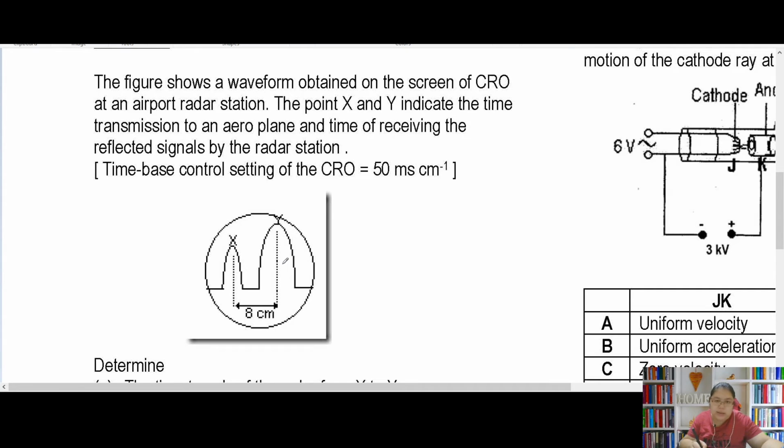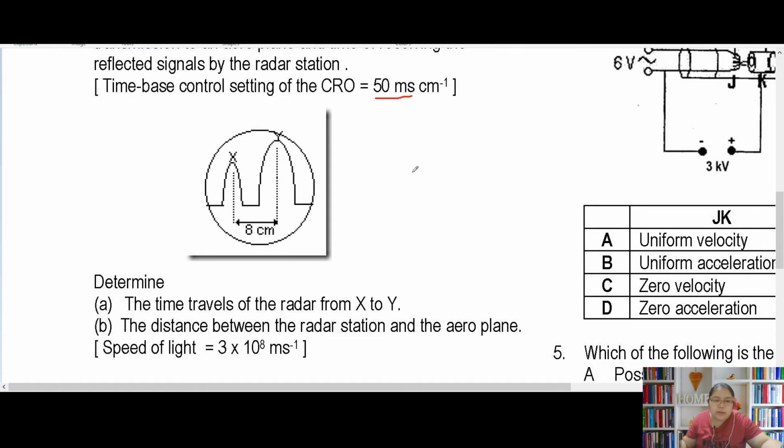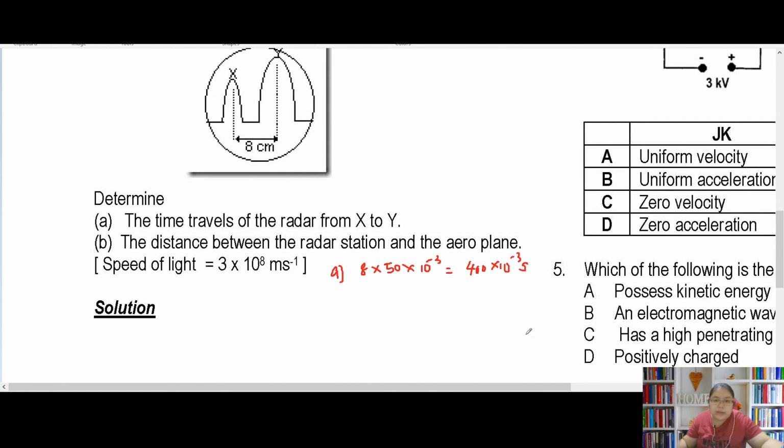Okay, time base. They give you the time base, 50 millisecond per cm. Now, first, the time travel of the radar from X to Y. So X to Y, they're using 8 cm, is it? 8 multiplied by 50 times 10 power of negative 3. If you never convert, you get milli. If I convert, I get 400 times 10 power of negative 3. If you never convert the milli, you still write the milli, but you no need to write times 10 power negative 3.